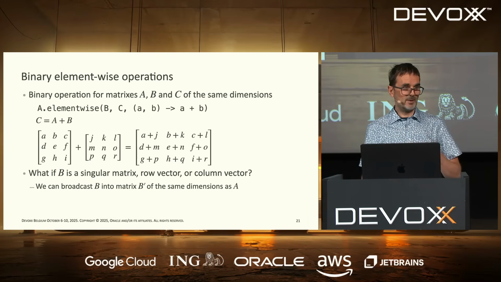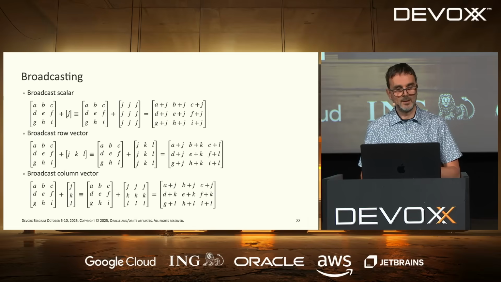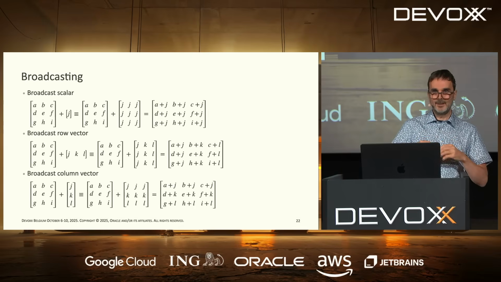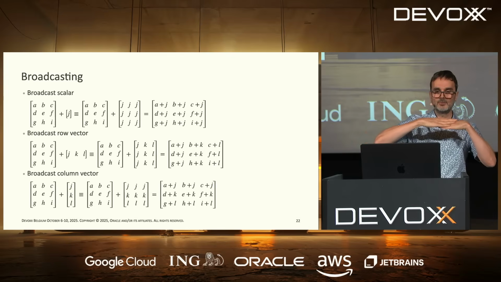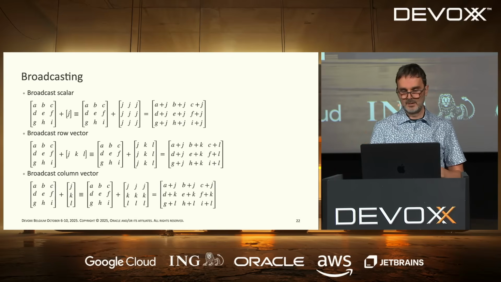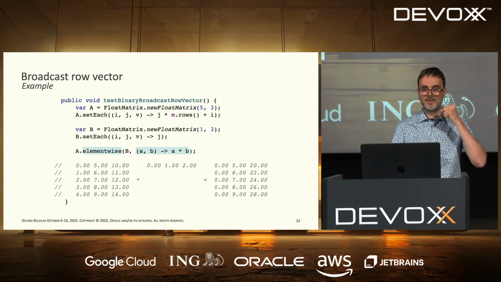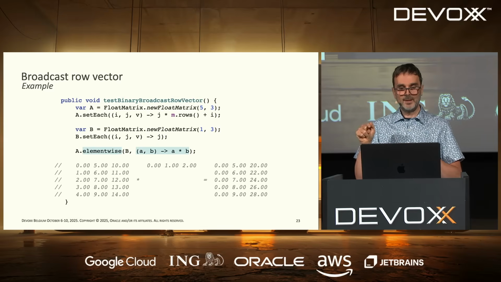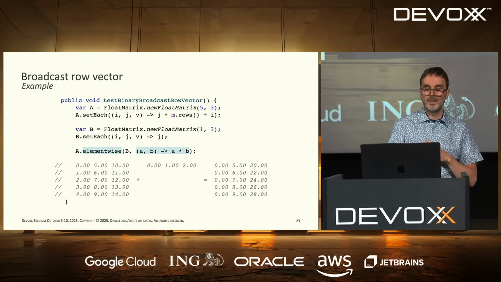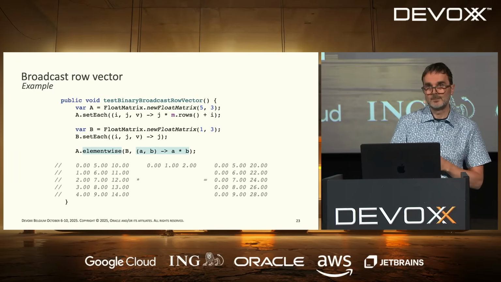If you're familiar with pandas or NumPy, you'll know what I mean here. You can broadcast a scalar into the same shape and then provide the operation, and so forth for the broadcast row and column vector, like so. Pretty straightforward. You can do a broadcast on the row vector: a matrix A, which is 5 by 3, a matrix B, which is 1 by 3, set the values, and then you can do an element-wise operation on it, and it will work in the same way as I showed before.